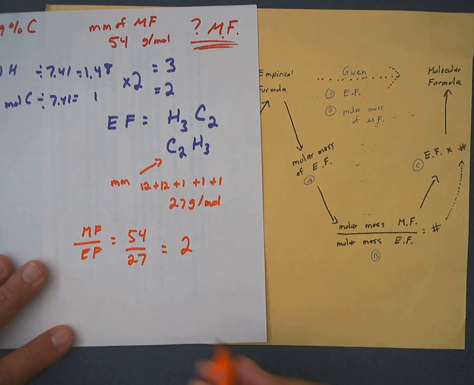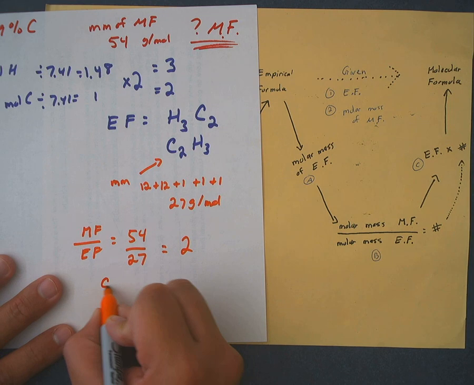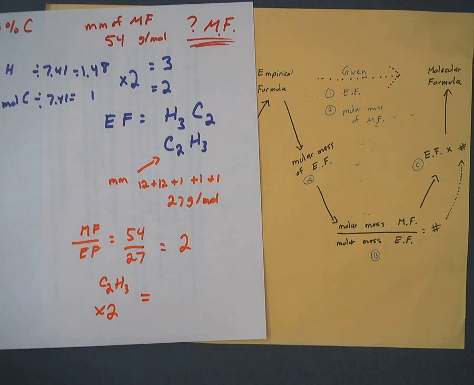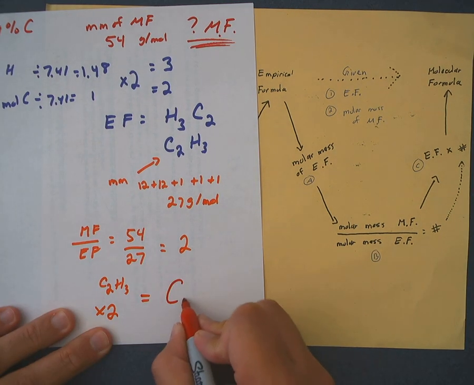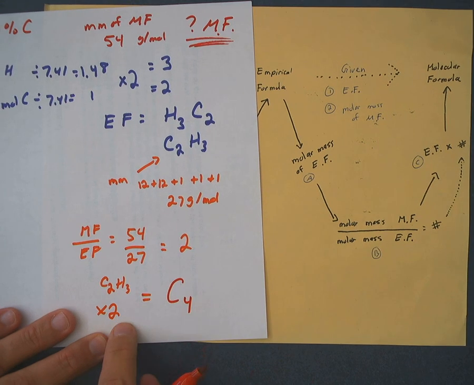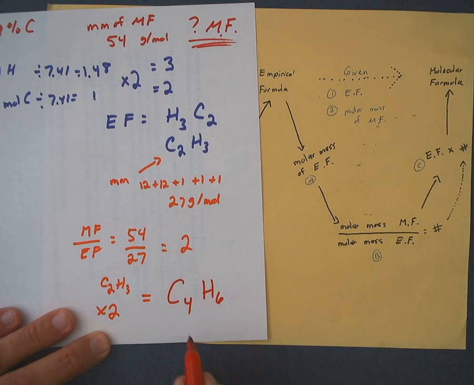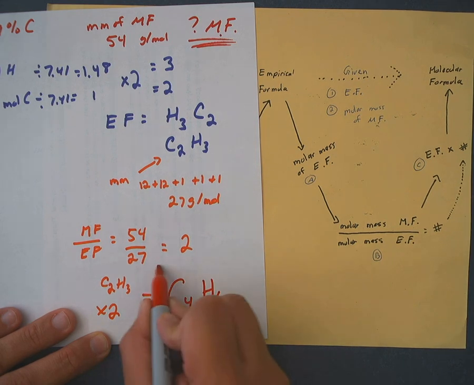So my final step is to take C2H3 and double it. And if I take two carbons and double it, I get four carbons. And I take three hydrogens and double it, we get six hydrogens. And this would be our final answer.